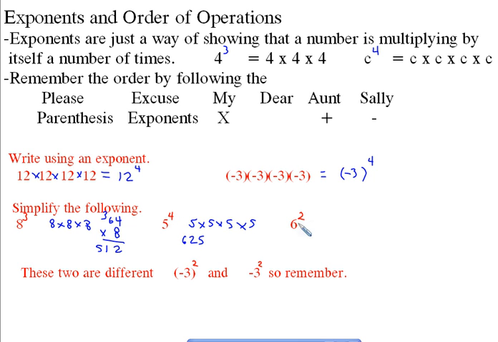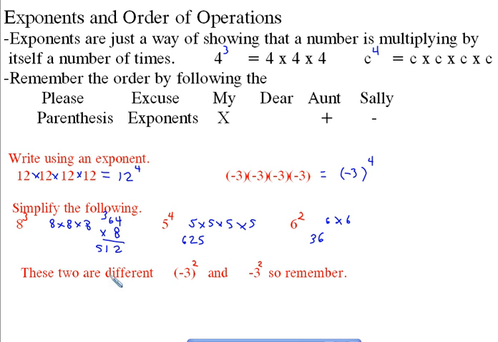Now here, this is just going to be 6 times 6, and that's going to be equal to 36. Now this is an important thing to understand. Again, when you write out 6 to the second power, that just means 6 times 6. You've got to have 2 sixes there. You've got to have three 8s here. You've got to have 4 fives here. Just like here, you had to have 4 twelves, and you had to have 4 negative 3s for this problem here. Now these two problems are very different.